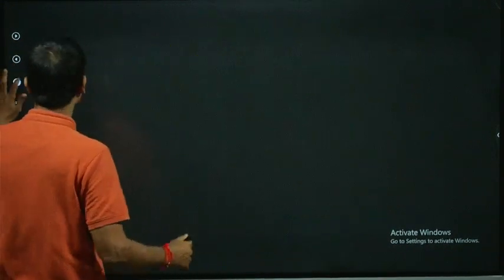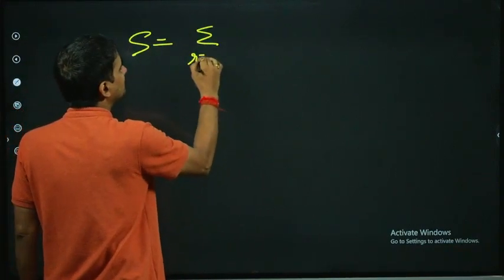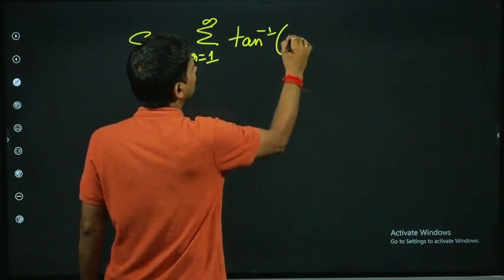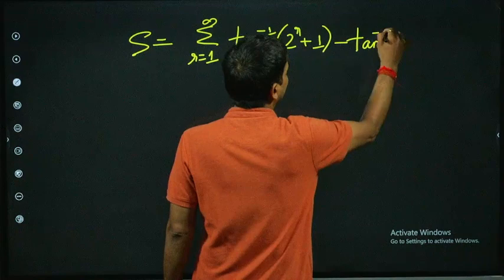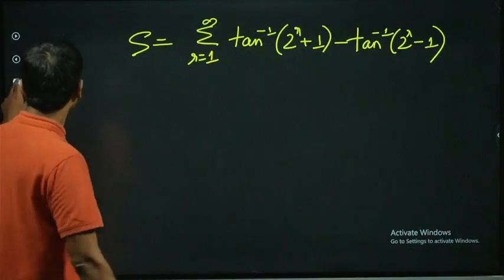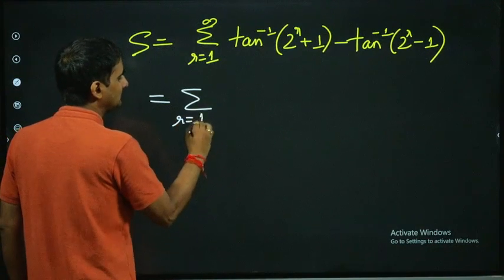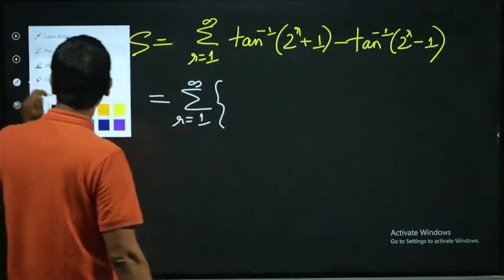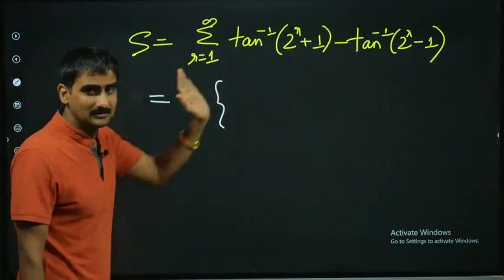So hence we could break our series as a difference of two terms. And what are those two terms? Tan inverse of 2 raised to the power R plus 1 minus tan inverse of 2 raised to the power R minus 1. Now let's start with R is equal to 1. So open it. Summation R goes from 1 to infinity. So let's start. I'm going to put the values itself, so I don't need the summation, and then put R is equal to 1.